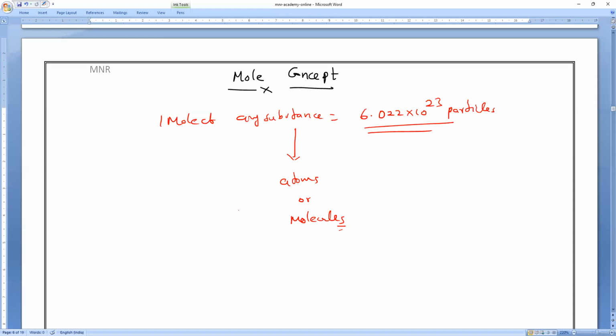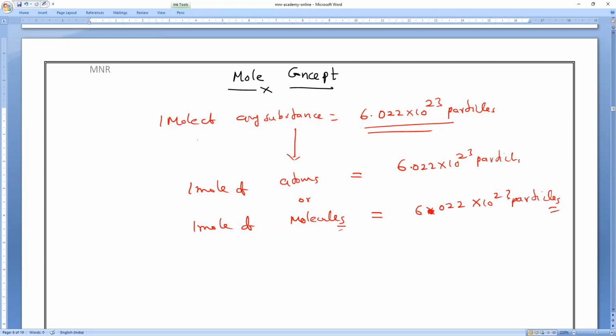Do you understand, everybody? So 1 mole of atoms is equal to 6.022 into 10 power 23 particles. Or if I take 1 mole of molecules also, it contains 6.022 into 10 power 23 particles. Are you all ready, everybody? Is all clear? Understand, Amma? Yes, please. So this is what we call the Avogadro number. Most important one, so please remember, everybody.